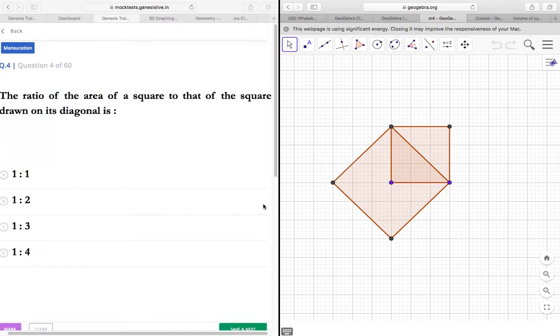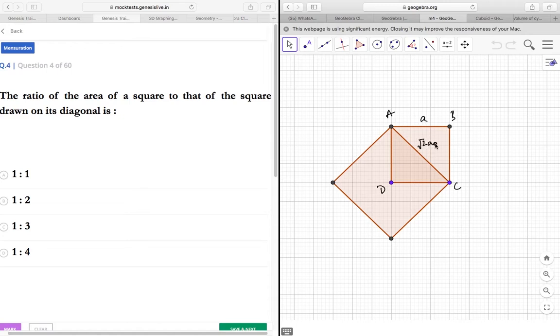Question number 4. The ratio of the area of a square to that of the square drawn on its diagonal is... So this is the first square. Let me name it ABCD. This has some area, and the ratio of that to the square drawn on its diagonal. The diagonal is AC. Now we'll assume AB as a. If this is a, AC will be root 2 a.